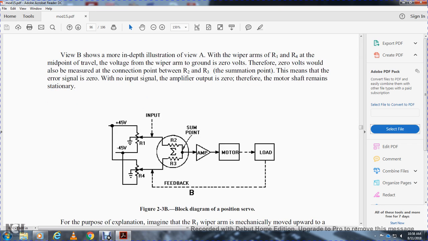Figure 2-3B is a block diagram of point position of a servo. It shows the positive and negative 45 volts on a circuit with the adjustable resistor grounded, the input signal of the servo, resistors 2 and 3 going into the sum point, then the amplifier, motor and load, and the feedback going back from the load to the input signal.